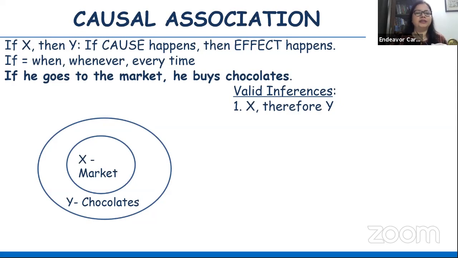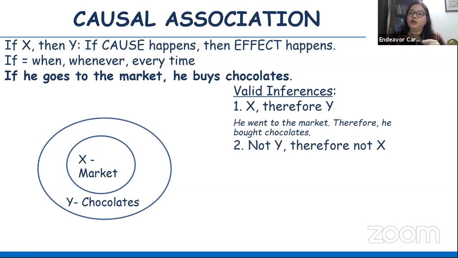And what is the cause here in the given statement? Going to the market. If he goes to the market, he buys chocolates, right? So the cause happened, the consequence happened. Can I infer not Y, therefore not X? Yes, I can. What is not Y? The consequence did not happen. Therefore, the cause did not happen. Obviously, if the consequence does not happen, the cause wouldn't happen, right? The consequence itself did not occur, so the cause didn't occur.